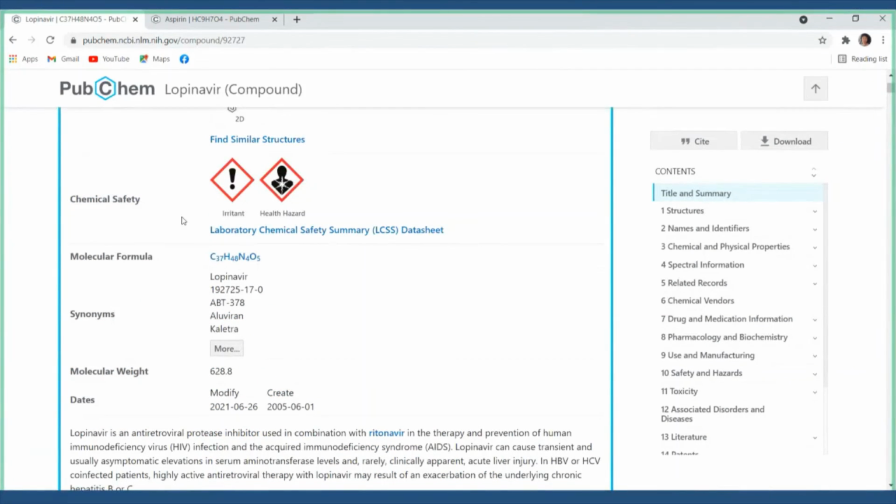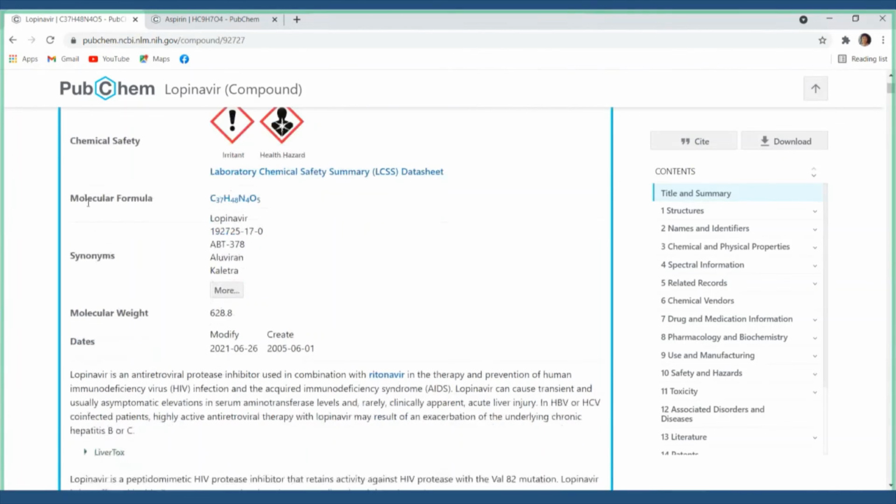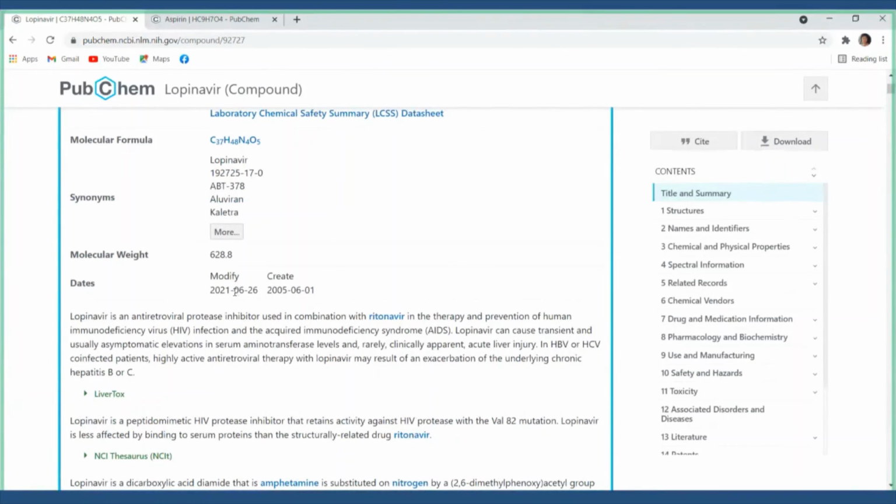And the same thing, can you see the chemical safety: it is an irritant and a health hazard. So just be careful to use. It's basically administered under the prescription of a physician. Chemical formula, Lopinavir, synonyms, the other names, such as Kaletra, and the rest. The page was modified this week, on the 26th of this month, but the page was created in 2005.